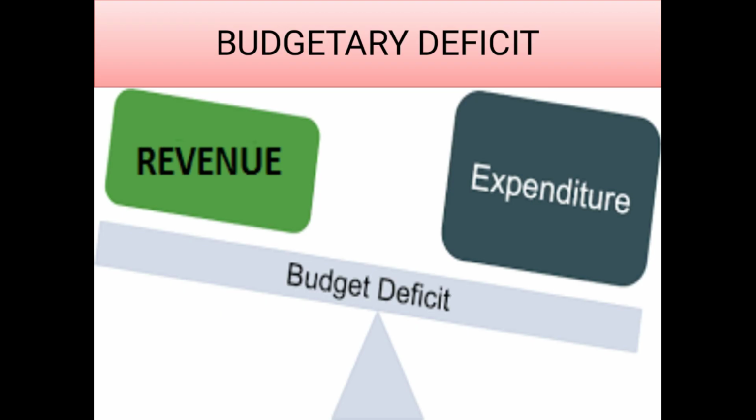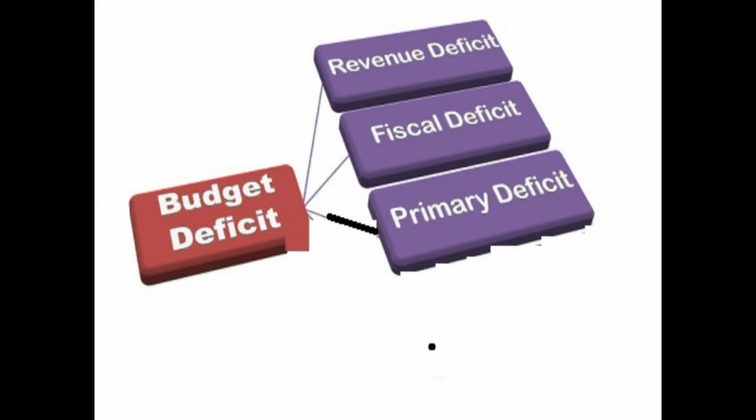Now we come to the budget deficit. This is the last topic of the chapter. What do you mean by a deficit? Whenever we incur expenditure more than the revenue, we are facing a situation of budget deficit. Again students, budget deficit is of 3 types: revenue deficit, fiscal deficit, and primary deficit. In detail, budget deficit is defined as the excess of total estimated expenditure over total estimated revenue including borrowing. So when the government expenditure exceeds its revenue, it incurs a budgetary deficit.